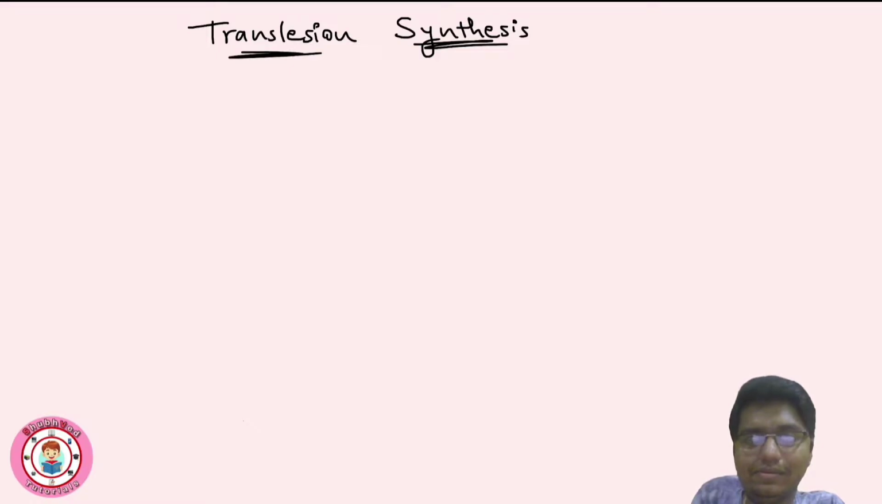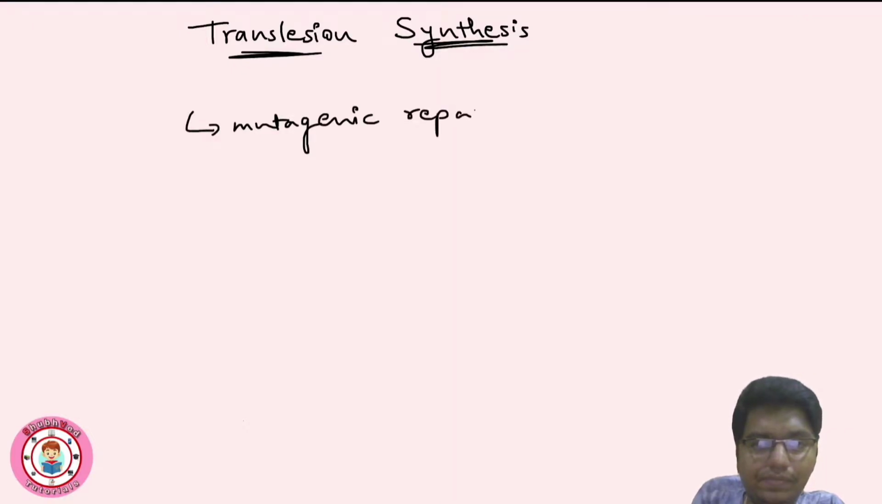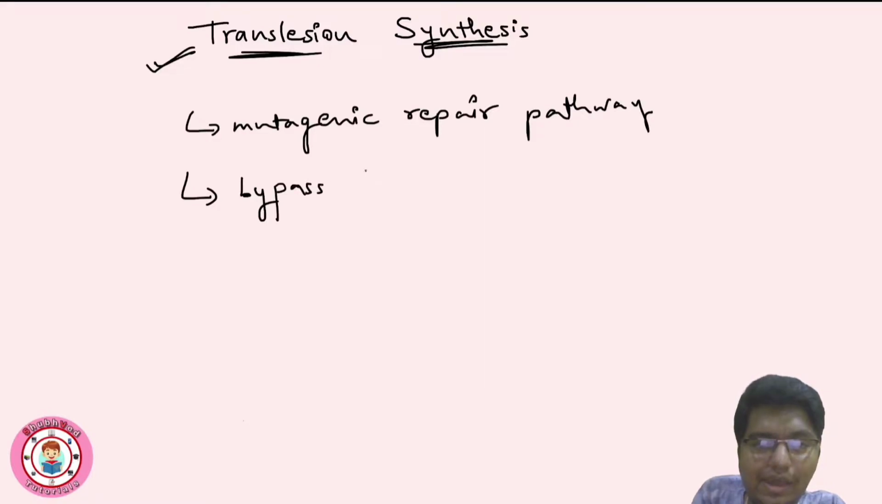We are discussing the different repair pathways and this video is about translesion synthesis. What is translesion synthesis? As we saw in non-homologous end joining, this is also a mutagenic process, a mutagenic repair pathway. What is mutagenic? Basically, it leads to mutations, so mutations are produced. This is a mutagenic process. And what is it basically? What we can understand from the word translesion is that it bypasses the lesion.